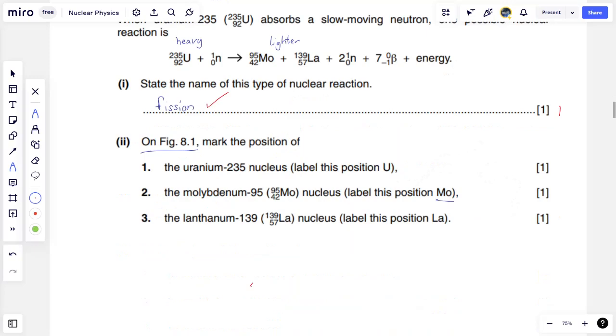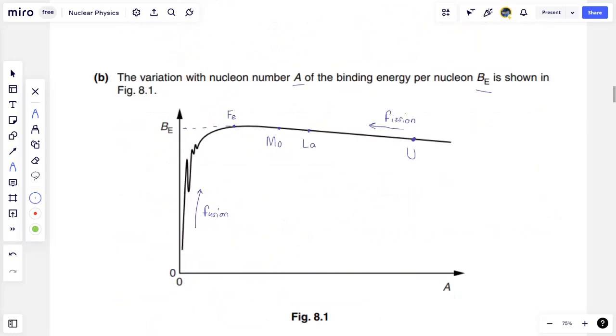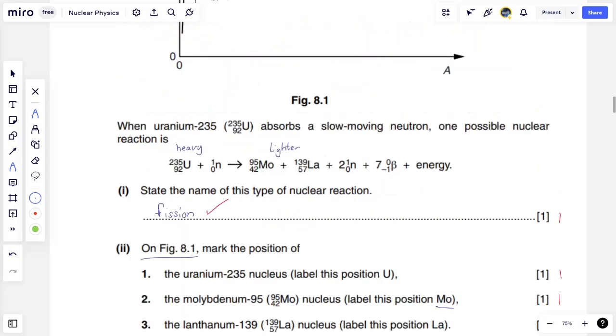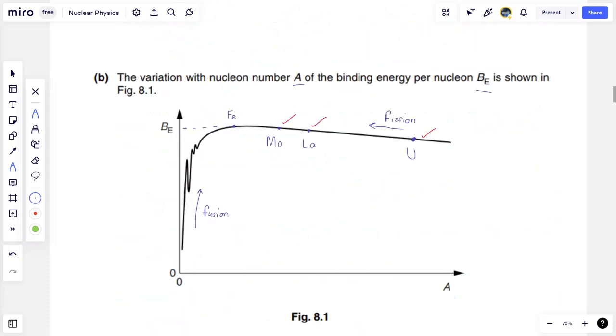Then we had to mark the position of uranium, molybdenum and lanthanum. And so a mark scheme will be very strict about not just placing 3 nuclei, but placing them correctly. The lanthanum can't be shifted too far right, and the molybdenum also can't be shifted too far right or too far left. And so it should make sense. And that's where you'd score 3. Very quickly, you could score 3 marks. It would definitely take you less than 3 minutes.